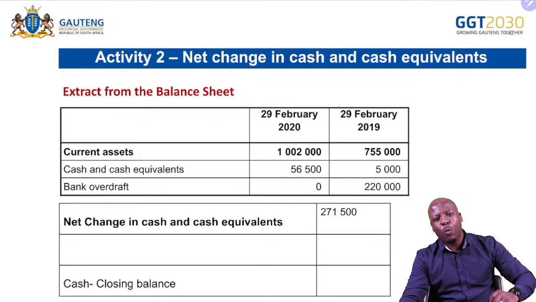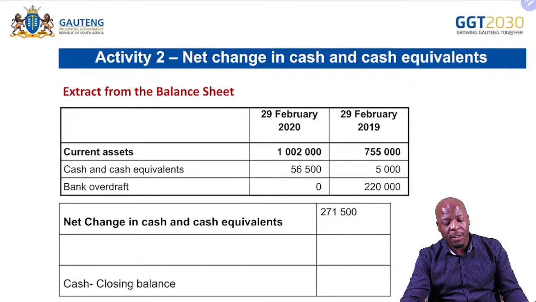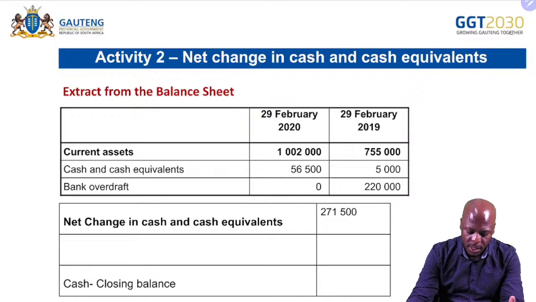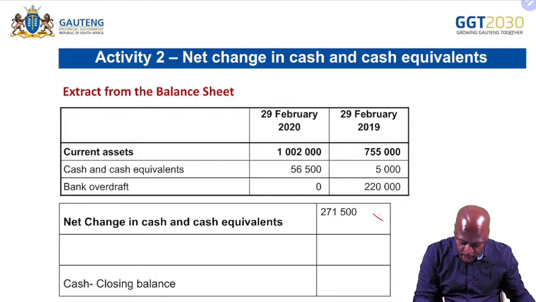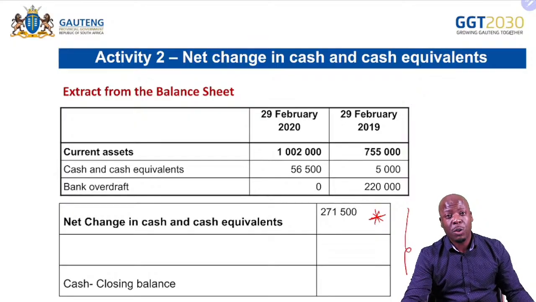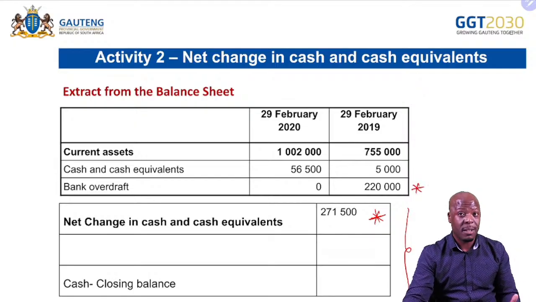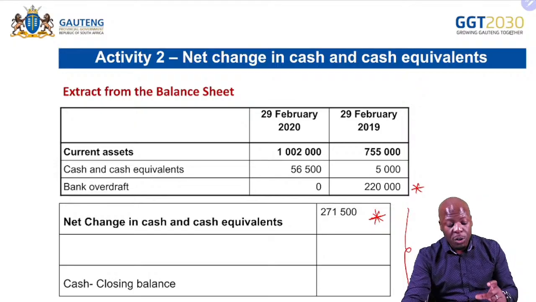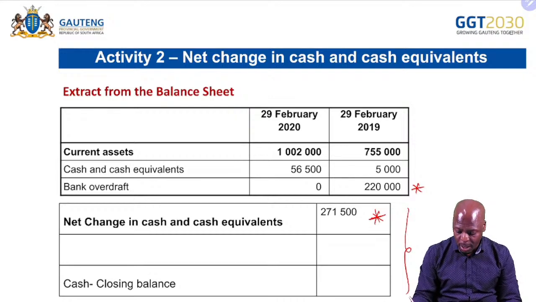You will realize that we are not yet finished with the cash flow statement, because what we have now is just the net change in cash and cash equivalents. Here is a very important aspect which the examiner loves to test. Remember that 271,500 which we calculated. It is here. This is the last part of the cash flow statement. And I tell you the truth, examiners love this aspect here. They love it so much, especially when it comes with a bank overdraft. They love to test candidates on how they treat this bank overdraft. So you must listen attentively in this part now.